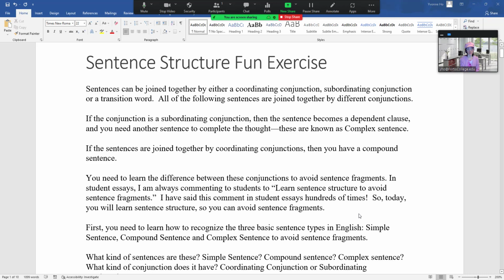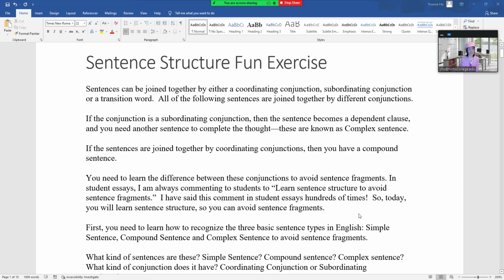So here's a fun exercise. Sentences can be joined together by either a coordinating conjunction, subordinating conjunction, or a transition word. All of the following sentences are joined together by different conjunctions. If the conjunction is a subordinating conjunction, then the sentence becomes a dependent clause and you need another sentence to complete the thought. These are known as complex sentences. If the sentences are joined together by coordinating conjunctions, then you have a compound sentence. You need to learn the difference between these conjunctions to avoid sentence fragments.